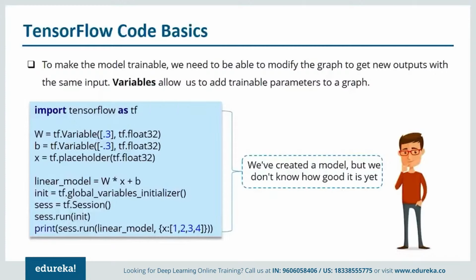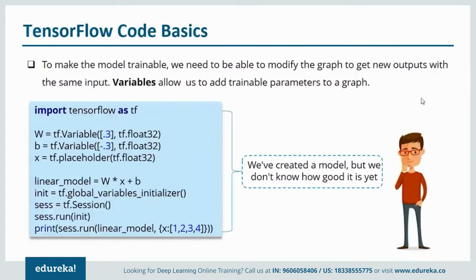So in order to declare variables, you can refer to the code in front of your screen. We have taken 2 variables and 1 placeholder. The first variable has a value 0.3, the other variable has minus 0.3, and the placeholder, obviously, will remain empty, and later on we feed in some values to it. Then we create a linear model, or some operation, in which we multiply W with X, and then add a bias, or B value, to it. Then we need to initialize all the variables in the TensorFlow program. For that, you must explicitly call a special operation, which is tf.global_variables_initializer, and then just directly run the session.